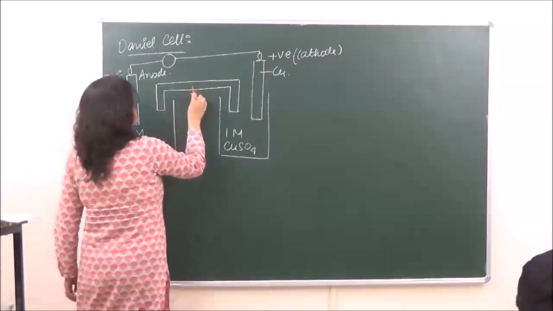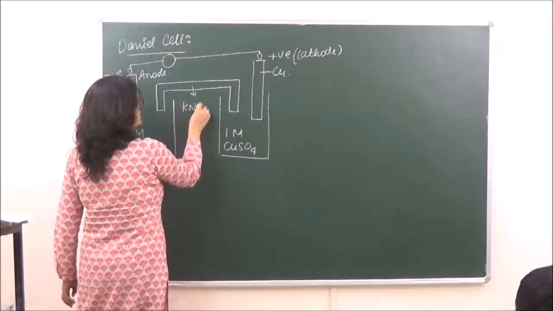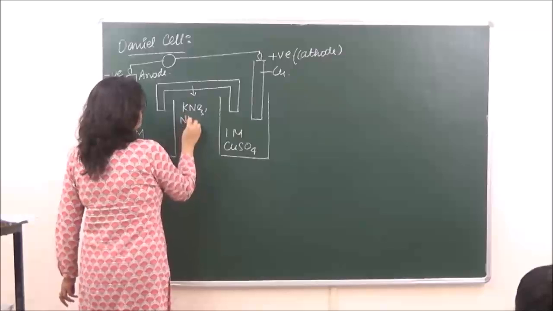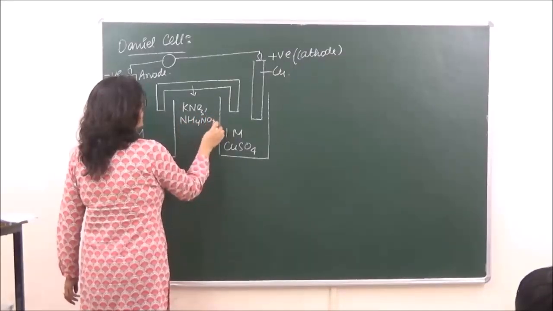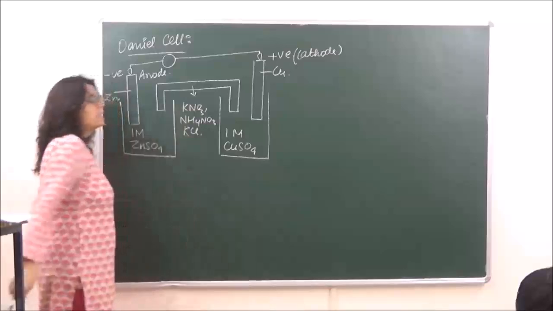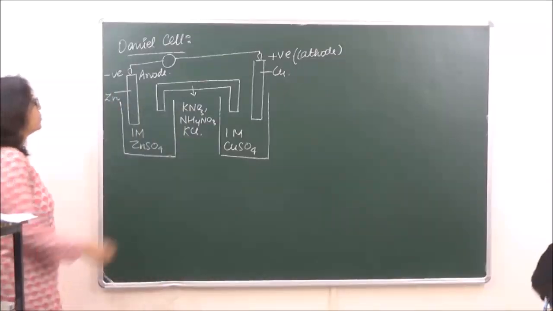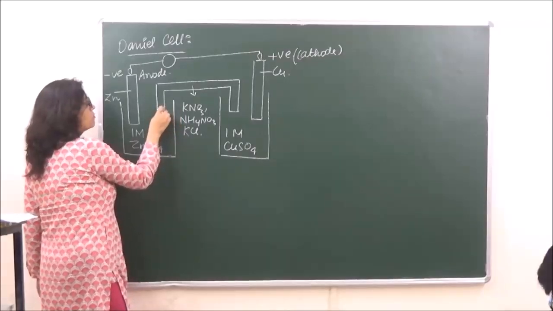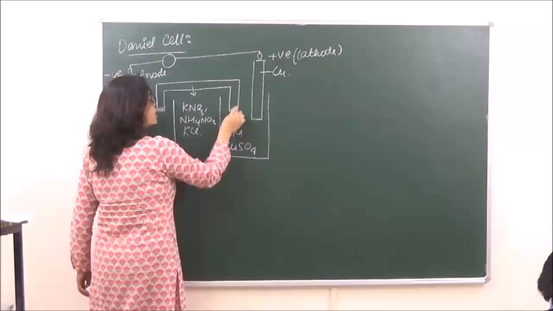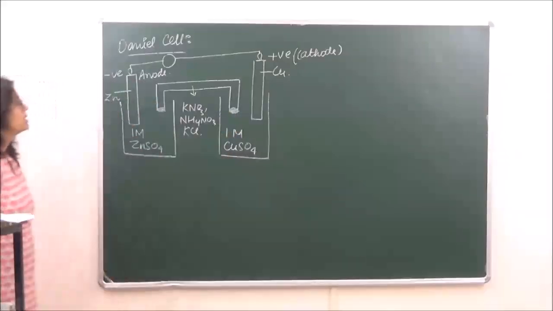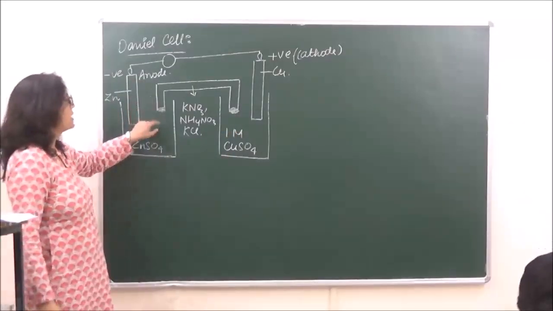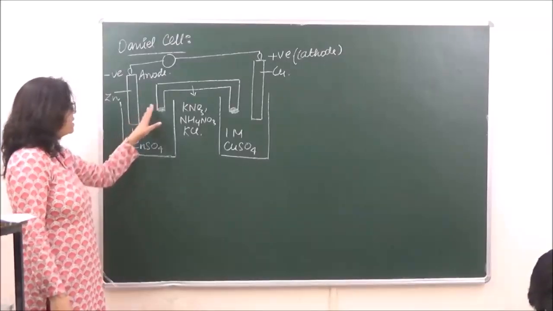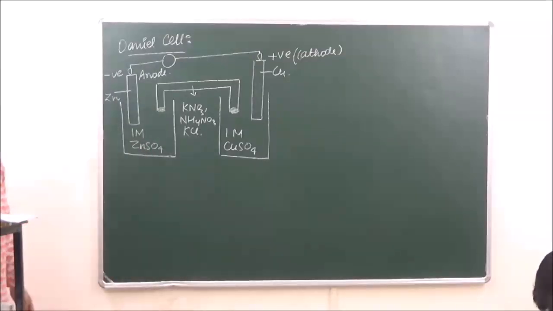This salt bridge consists of certain specific electrolytes, like we can take KNO3, we can take NH4NO3, we can take KCl and so on. Okay, now we will discuss each of them separately. The ends of the salt bridge are plugged with cotton wool such that no diffusion takes place between both the electrolytes. The electrolyte which is present in the beaker and the electrolyte which is present in the salt bridge.